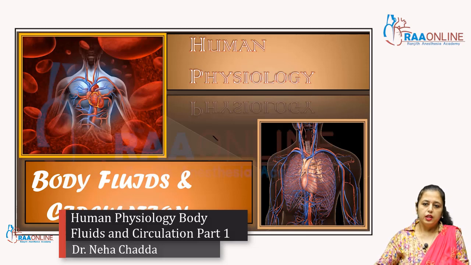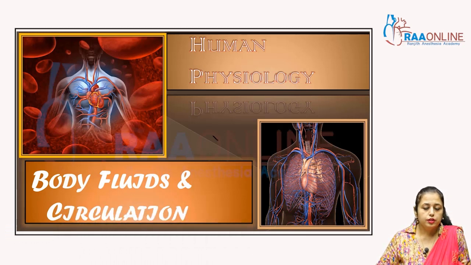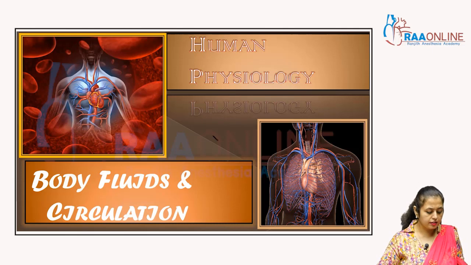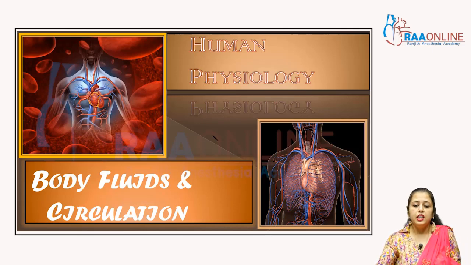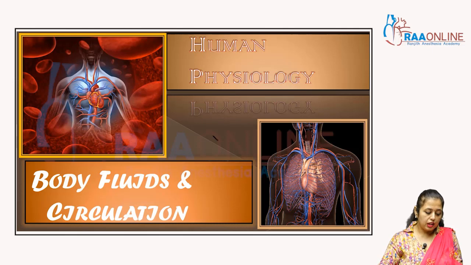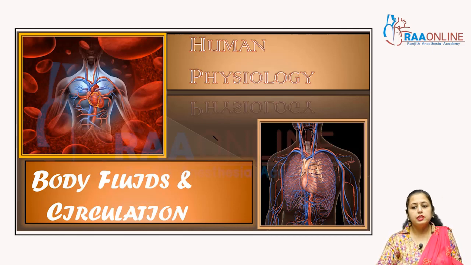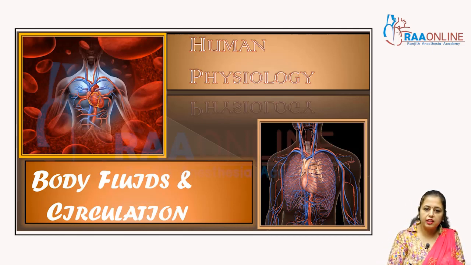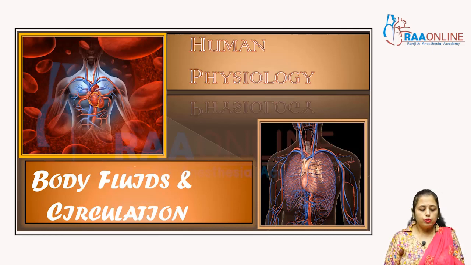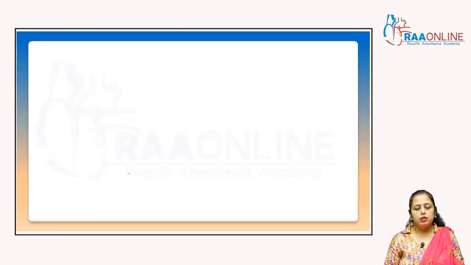Hello everyone. Today we will discuss our new chapter of human physiology in summary, that is body fluids and circulation. As its name suggests, in body fluids, the blood and the lymph come under it, and with circulation, that is the whole circulatory system. You can see the structure of the heart, the blood vessels, all these vessels. So we will study all these things in body fluids and circulation.